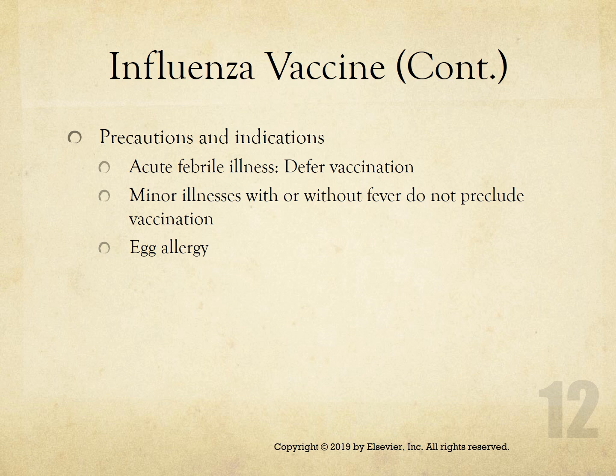And what are some of the precautions or indications? You won't be given the flu shot if you have an acute febrile illness. A minor illness with or without a fever does not preclude you, and egg allergy does not preclude you from getting the vaccine anymore.